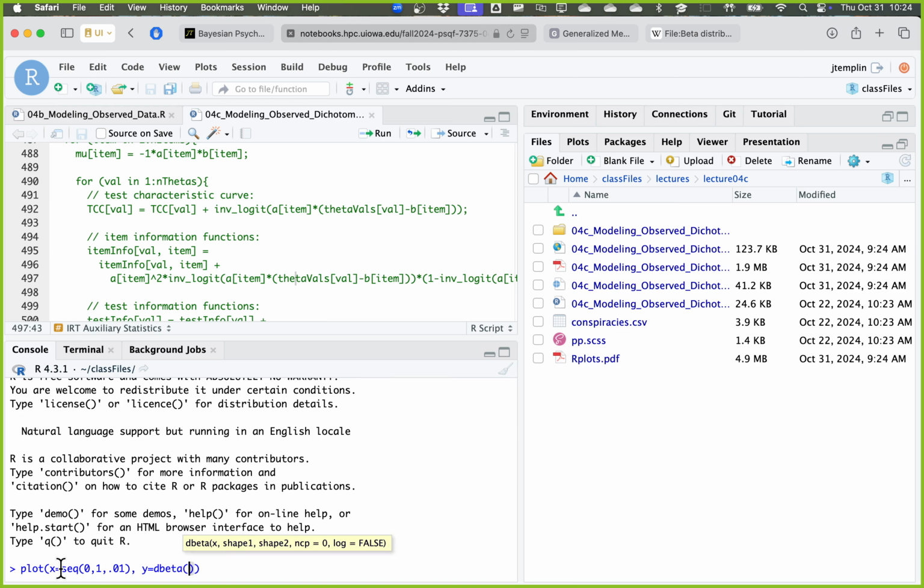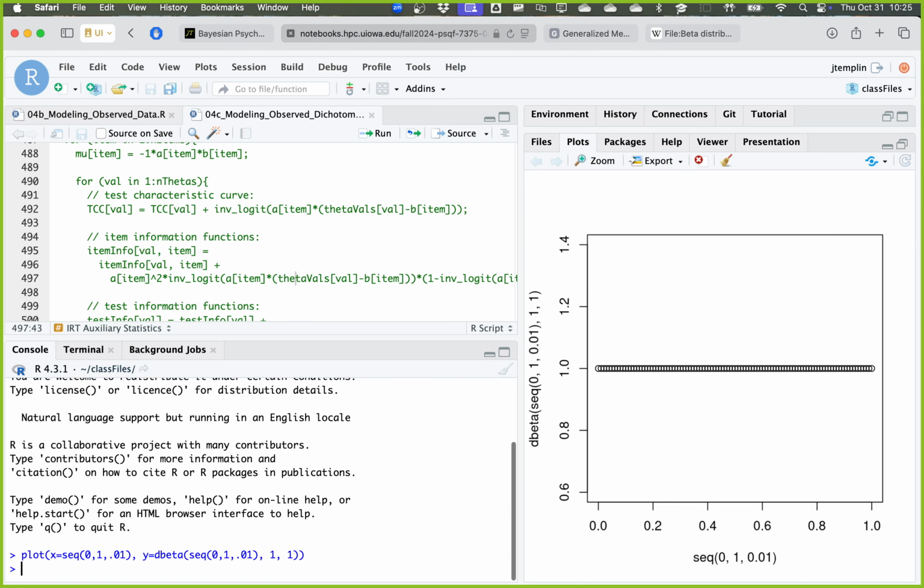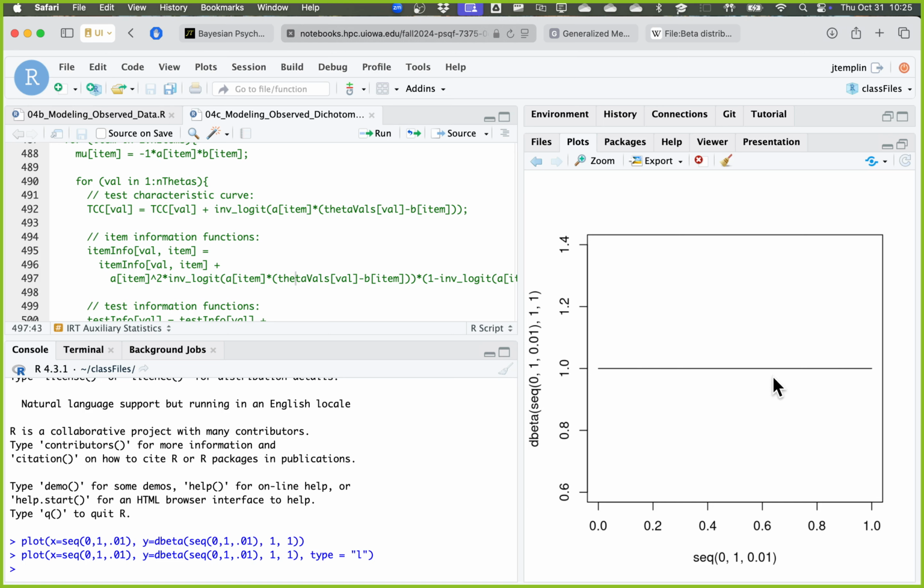Hang on, it's coming. That's the D beta 1, 1. Look at that. Flat. That is not by chance. That's a uniform distribution. Turns out a beta distribution with values of 1 and 1 is a uniform distribution.